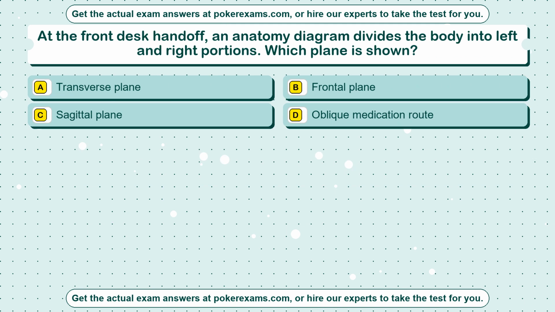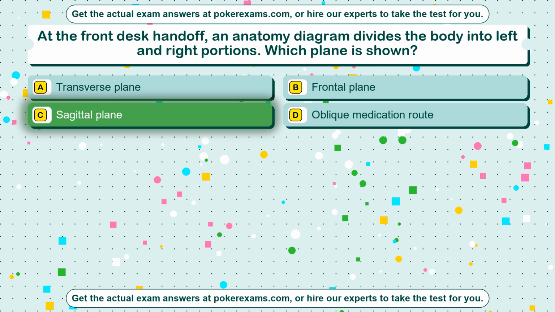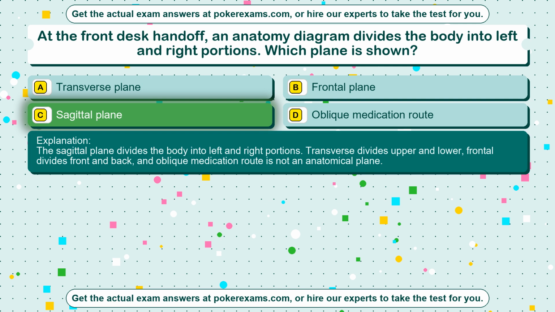Question 61. At the front desk handoff, an anatomy diagram divides the body into left and right portions. Which plane is shown? Option A. Transverse plane. Option B. Frontal plane. Option C. Sagittal plane. Option D. The oblique medication route. The correct answer is option C. Sagittal plane. The sagittal plane divides the body into left and right portions.